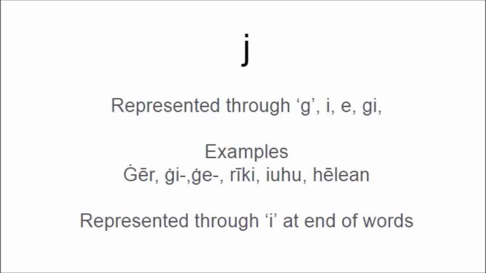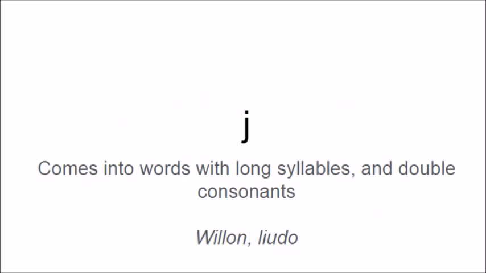So the J is like an English Y sound. So remember, at the end of a word, when you see I, it's sort of like a J. So like Riki, or something along the lines of that. Anyway, moving on. J plays a weird role. It comes in words with long syllables and double consonants, even though you don't see a J there. It's like William and Liu do. So yeah, there we have it.